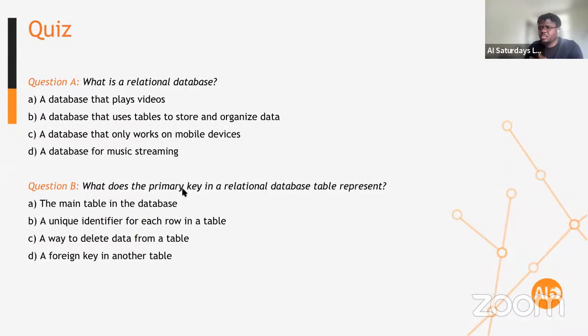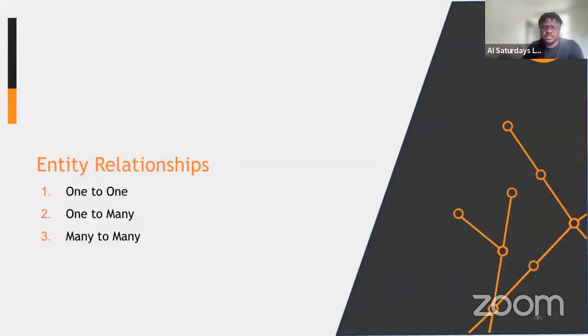Question B, what does a primary key in a relational database represent? Awesome. So yeah, the primary key in a relational database is a unique identifier for each row in a particular table, as we have seen in the previous slide. So I guess we can move to the next section. We haven't done too much. So after the next section, we're going to take a quick 5 minute break before we then move on to the next one. So we can move to entity relationships now.